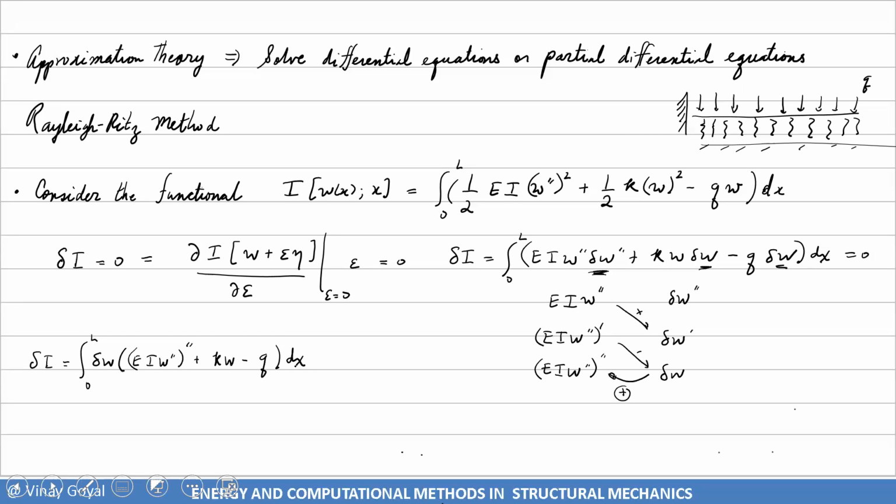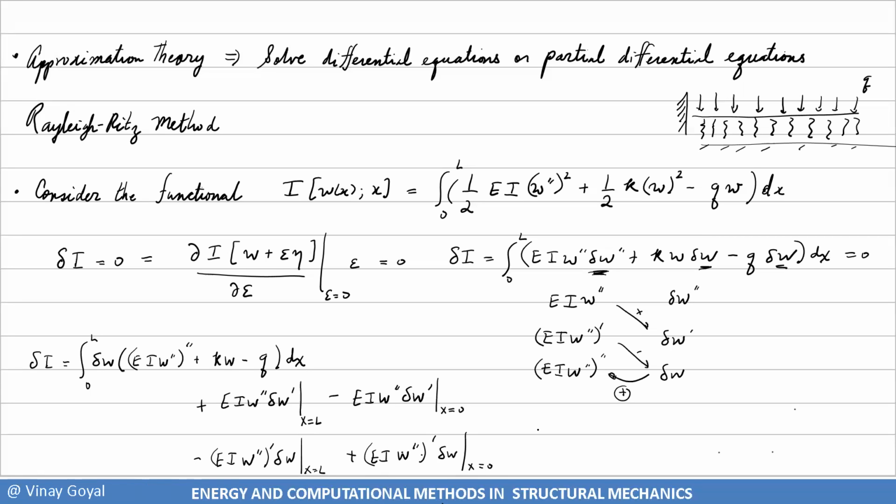And then I have the boundary terms that need to be accounted for, and I will write all the boundary terms in the long way. So plus EI W prime del W prime at x equals L, minus EI W prime del W prime at x equals 0. Then we have minus EI W triple prime del W at x equals L, plus EI W triple prime del W at x equals 0. All this is equal to 0.